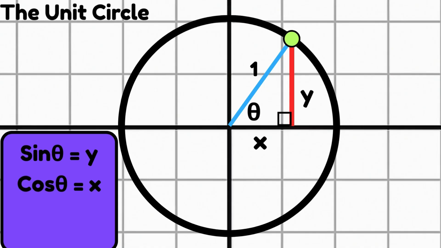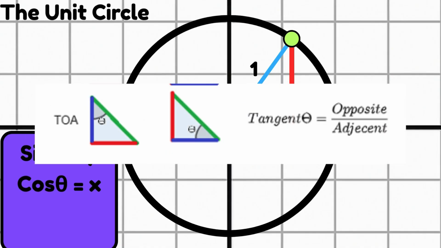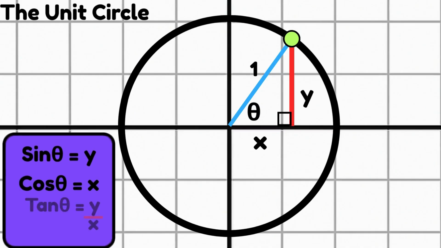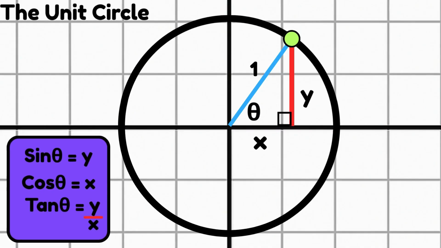Now let's try finding tangent of theta. Remember that tan is the opposite side divided by the adjacent side. So tan of theta is equal to y, which is the opposite side to theta, divided by x, which is the adjacent side to theta. So we can say that tan of theta is equal to y over x.